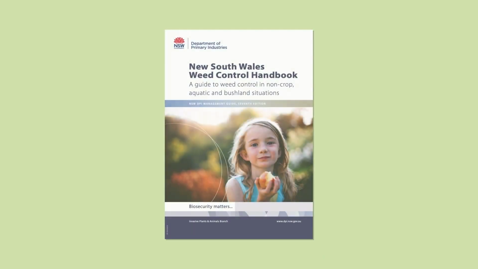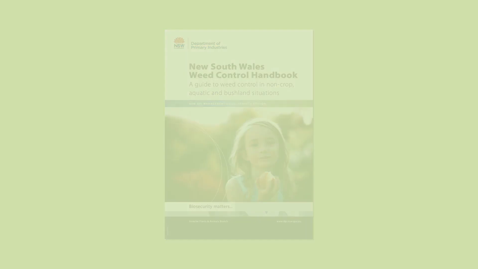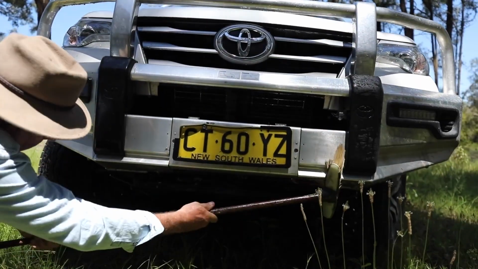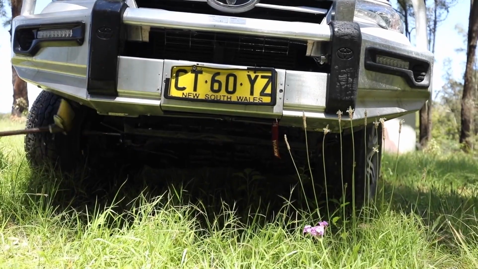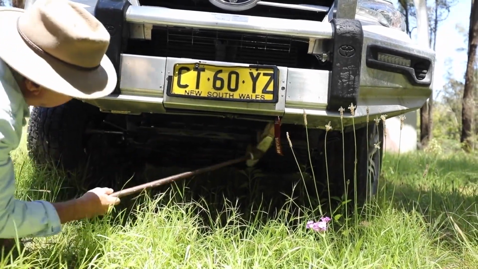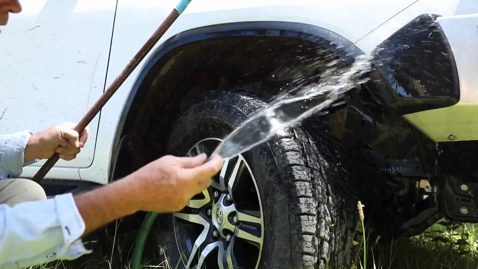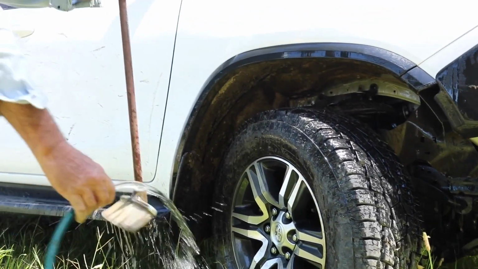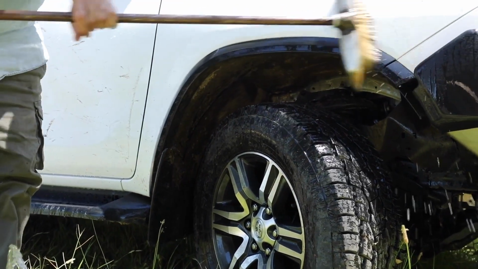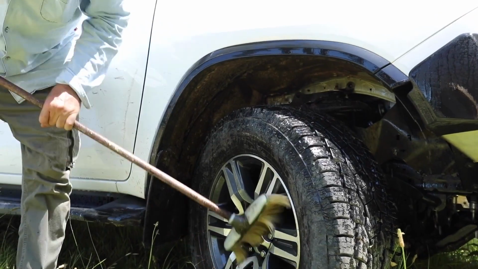There are some great resources that you can use to help guide you in the appropriate use of herbicides, including the New South Wales Weed Control Handbook. Finally, it's important to note that any weed management strategy needs to be built upon a good culture of land management hygiene. Cleaning equipment and vehicles following contact with weeds is a simple but essential form of weed management control.